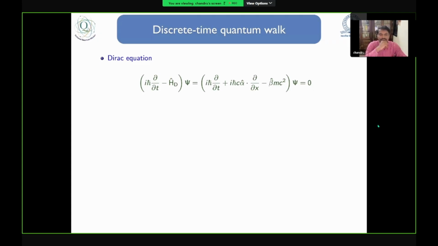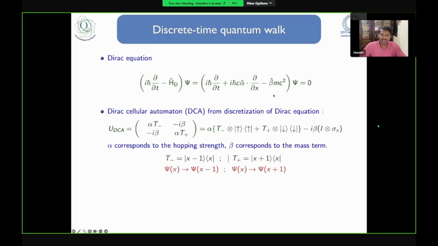When I said Hamiltonian, this is a very famous equation, a relativistic quantum mechanical equation. We call it the Dirac equation. There is a Hamiltonian associated with it. There is a mass of this particle, a subatomic or relativistic particle, and there is a speed of light associated with it.